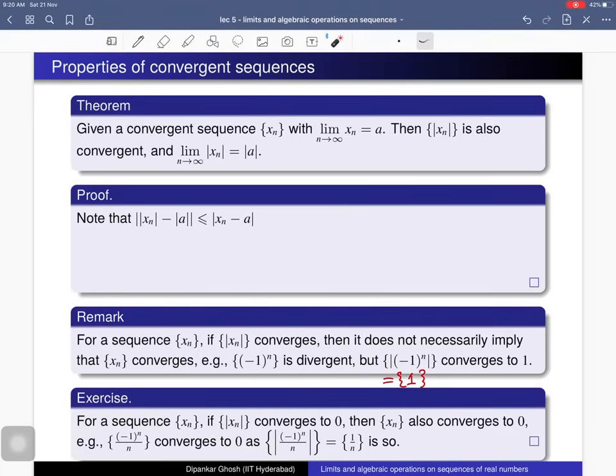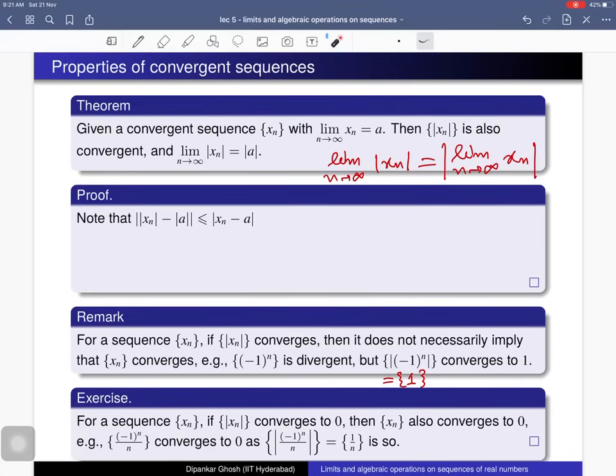Okay. So anyway, here it is saying that if xn is convergent, then what can you say about this sequence? I claim that in that case, this sequence is also convergent, and limit n tends to infinity of mod xn is just mod of a. So mod of this limit. So it is just saying that the limit, provided this limit exists. So this is the given condition, and let's verify that this sequence is convergent and mod a is the limit.